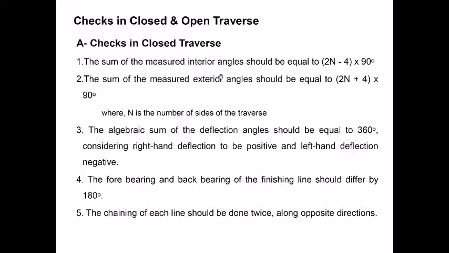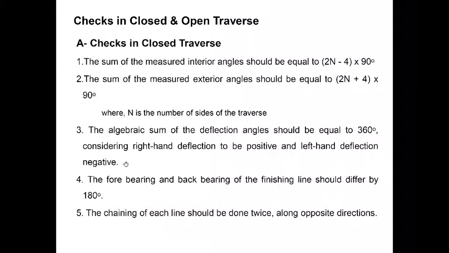The sum of interior angles should be equal to (n minus 2) into 180. And the sum of exterior angles should be equal to (n plus 2) into 180 degrees, where n is the number of sides of the traverse. And then there is another check that we can apply, that the algebraic sum of deflection angles should be equal to 360 degrees, considering right hand deflection to be positive and left hand deflection negative.